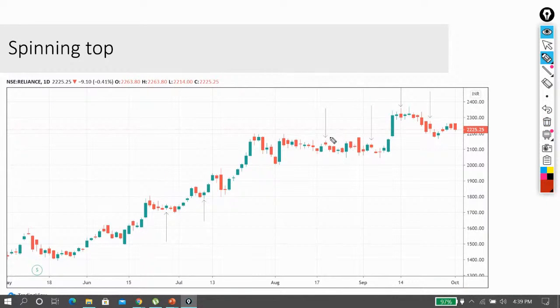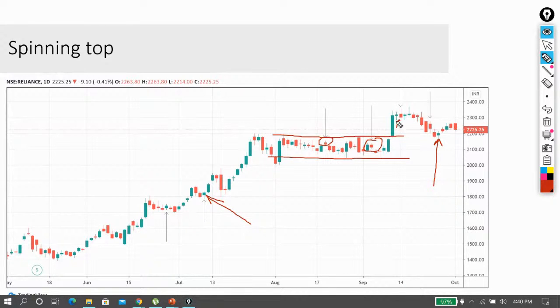Okay. This spinning top, again useless because it is forming in a range and it is giving us no information. This is again useless. So these three spinning tops are effectively completely neutral candles. But this spinning top gives us very important information. Okay. Similarly, if you see this spinning top, this gives us very important information.